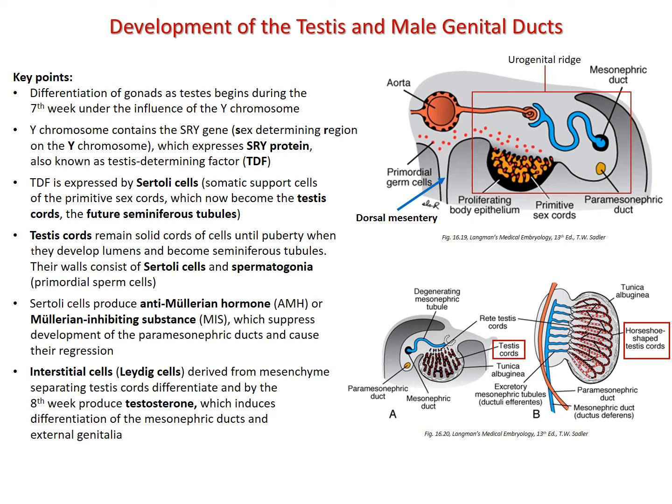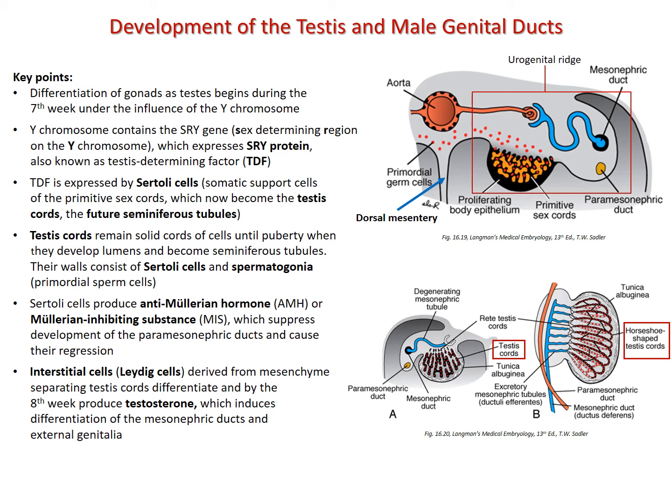TDF is expressed in Sertoli cells, or the somatic support cells of the primitive sex cords in males, which now become known as the testis cords and future seminiferous tubules, as seen in the rectangular boxed areas. The testis cords remain as solid cords of cells until puberty, when they develop lumens and become definitive seminiferous tubules. Their walls consist of Sertoli cells and spermatogonia, or primordial sperm cells.